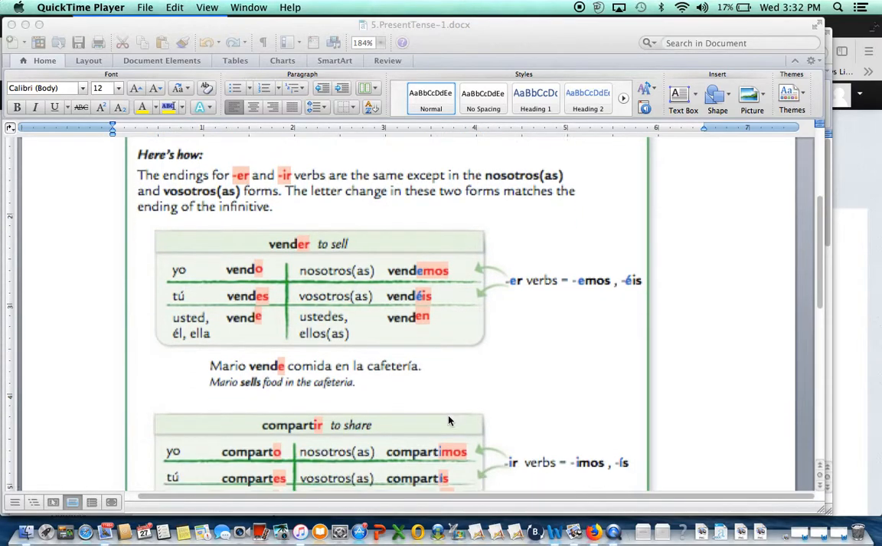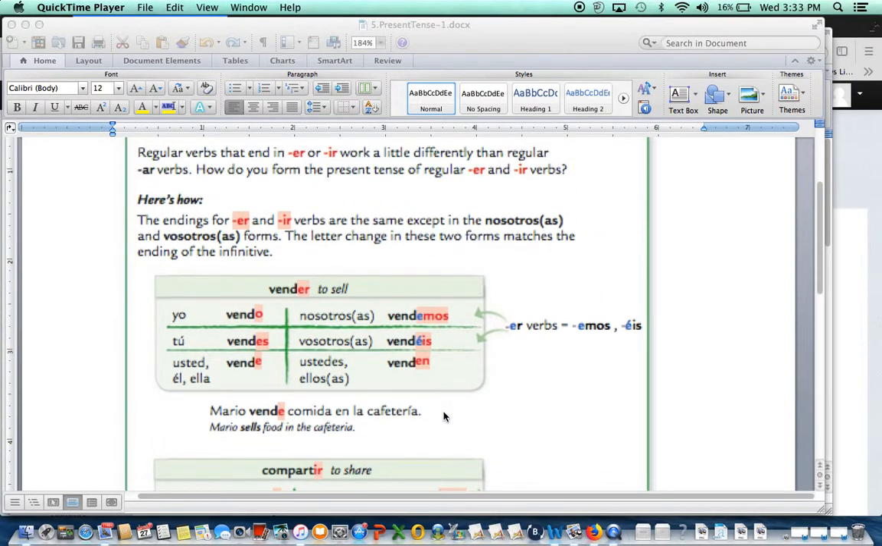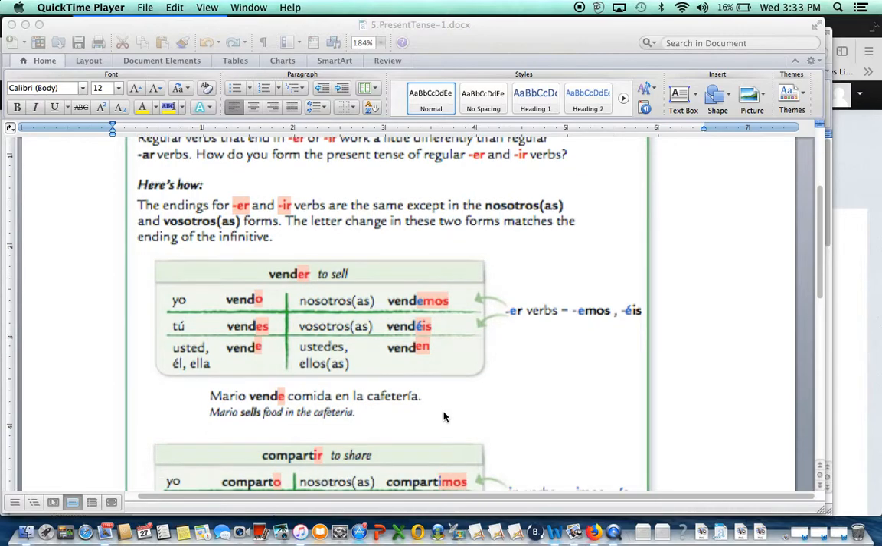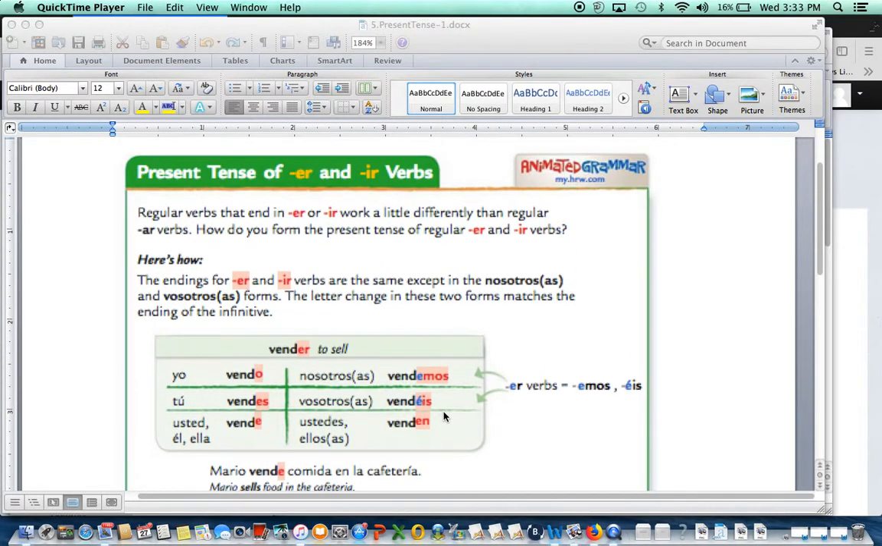The verbs that end in, again, ER and IR. And it's going to be present tense. You're describing what is happening today, now, in the present. No yesterday, no tomorrow, now. All right, so here, very easy. It's the same way you are doing it with AR, just the ending is going to change a little bit.